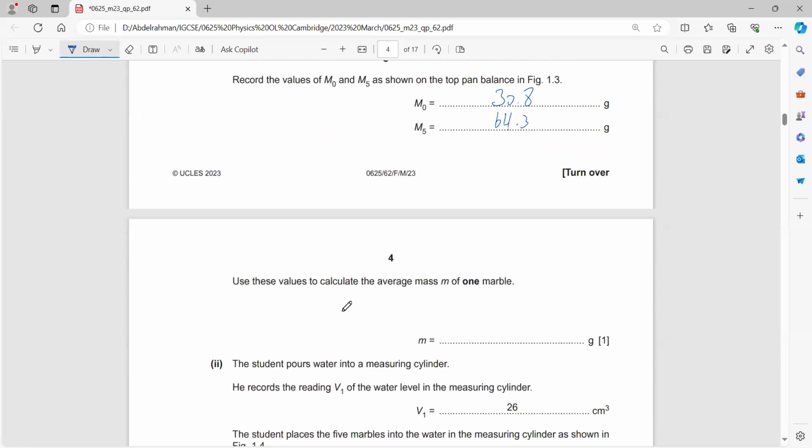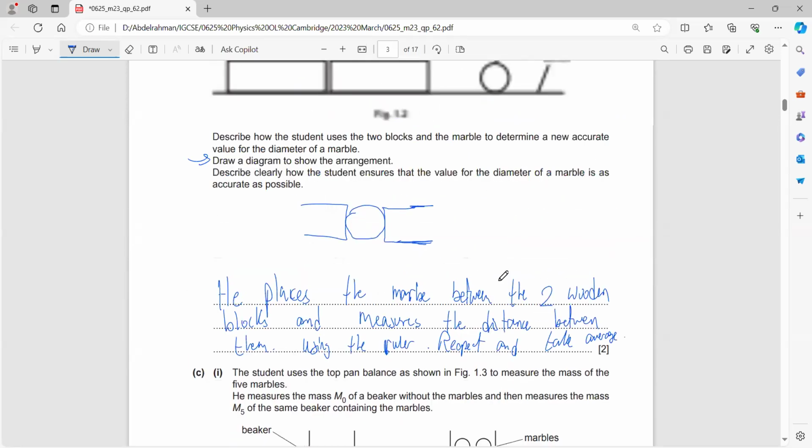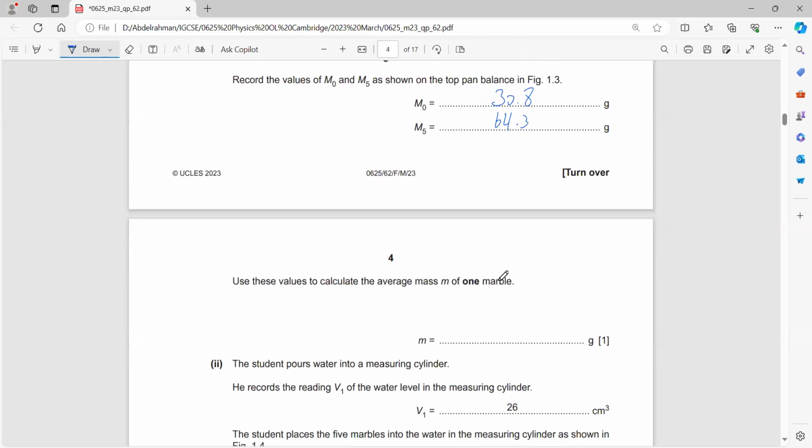Definitely, I will need to find the average mass of one marble. Use the values to calculate the average mass of one marble. How can I find the average mass of one marble?